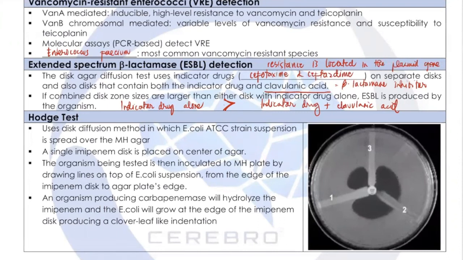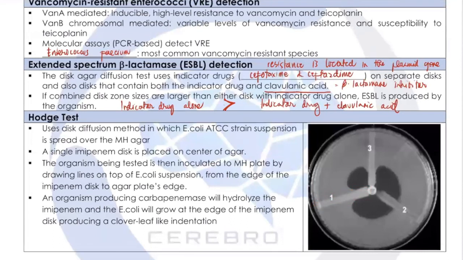So the Hodge test uses this diffusion method in which Escherichia coli ATCC strain suspension is spread over the MH agar. Then a single imipenem disc is placed on the center of the agar. The organism being tested is then inoculated to the MH plate by drawing lines on top of the E. coli suspension from the edge of the imipenem disc to the agar plate's edge. So gaganyan ka, magsislick ka ng paganyan, kumbaga. Okay?